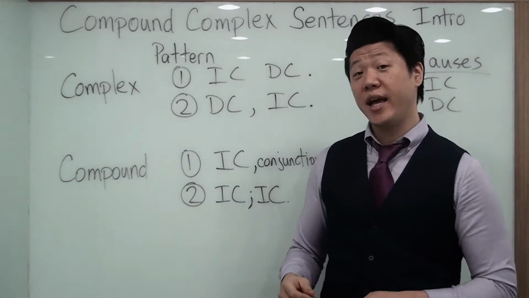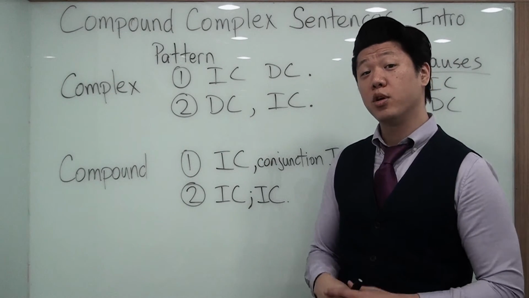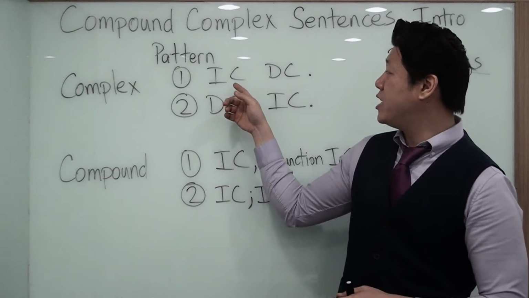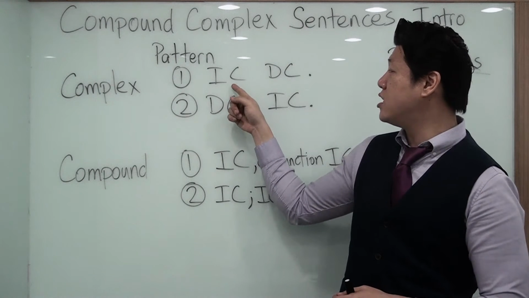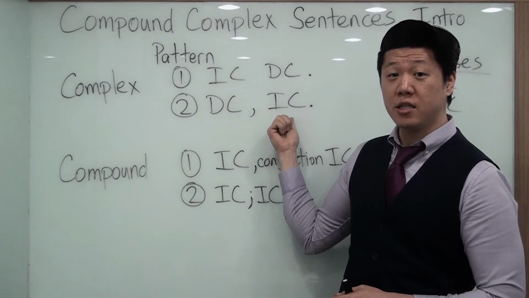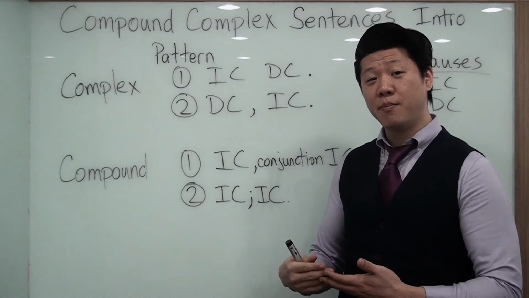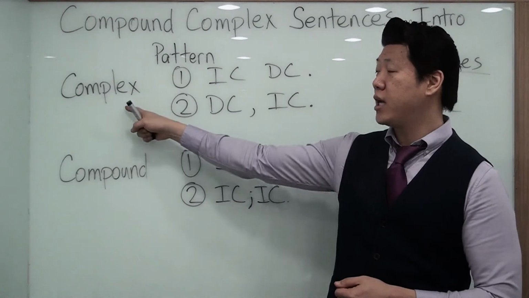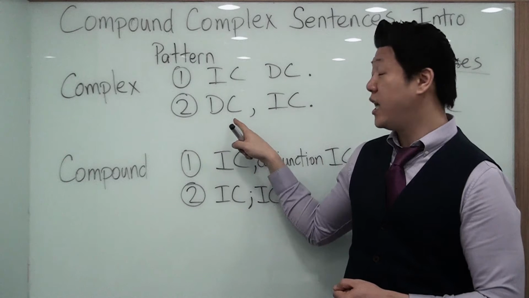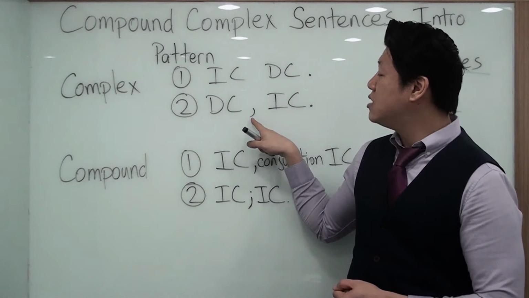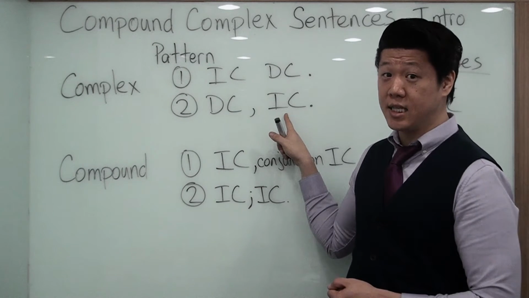First, we have complex sentences, and there are two different patterns that we went through in our previous lesson. You could have an independent clause that starts the sentence, or you could have the independent clause come at the end. You need to have a dependent clause and independent clause together to make it complex. But if you start with a dependent clause, it's not a complete thought. You need to have a comma and independent clause to finish the sentence.